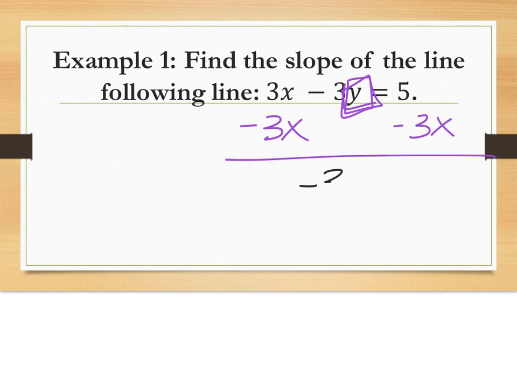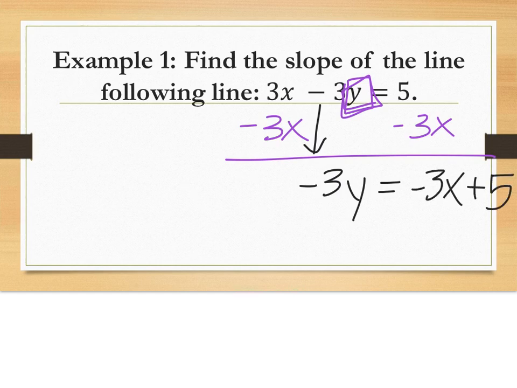I'm left with negative 3y on this side. Don't forget to bring that minus down. Minus and negative are kind of the same thing. Is equal to negative 3x, and it's a plus 5. Negative 3x plus 5. We have one more step because y is not totally by itself. Right now that negative 3 is connected to it. So we're going to divide everything by negative 3 to move it to the other side.